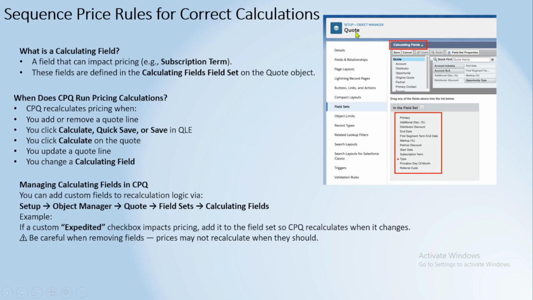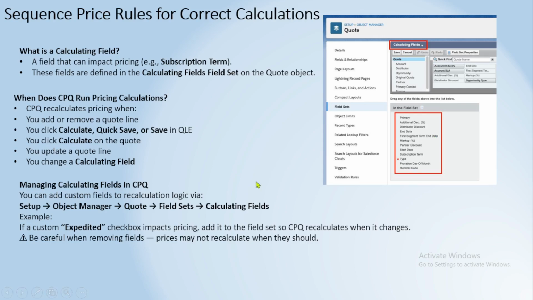How can you check? Go to the code, where you can check the field set that is available, the calculating fields, and what fields are already available. Now suppose you have created one custom field and you want that anytime there is any change on that field, CPQ needs to reevaluate the pricing value. It means you need to add that field, drag and drop it into this field set. So whenever any change happens on this field, CPQ will re-evaluate it. Otherwise, CPQ will skip this part.